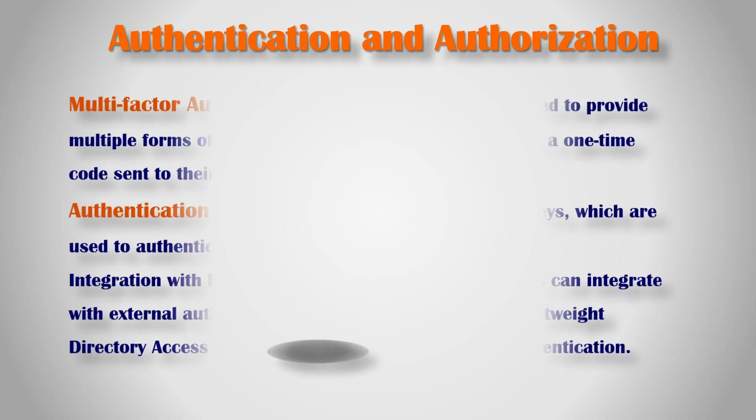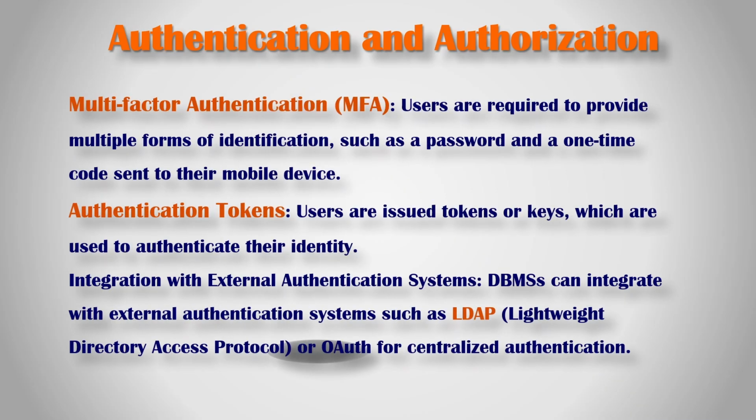Multi-factor authentication, MFA. Users are required to provide multiple forms of identification, such as a password and a one-time code sent to their mobile device. Authentication tokens. Users are issued tokens or keys, which are used to authenticate their identity. Integration with external authentication systems. DBMSs can integrate with external authentication systems, such as LDAP, Lightweight Directory Access Protocol, or OAuth, for centralized authentication.